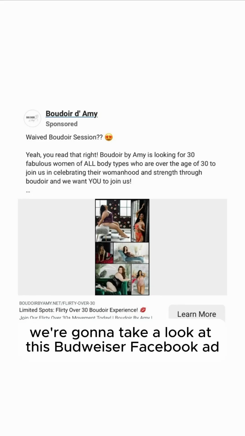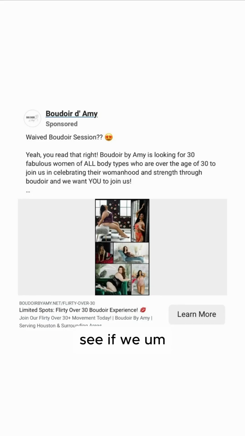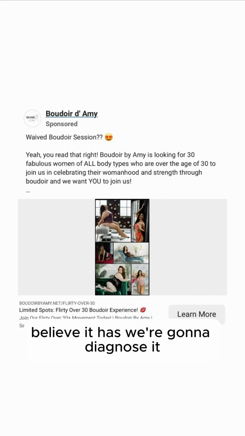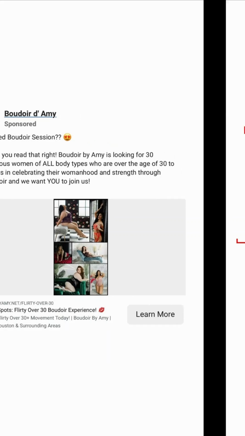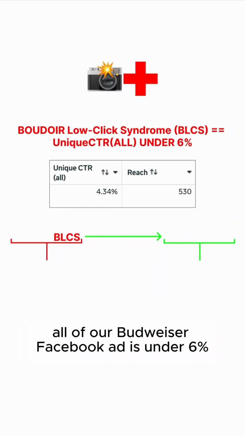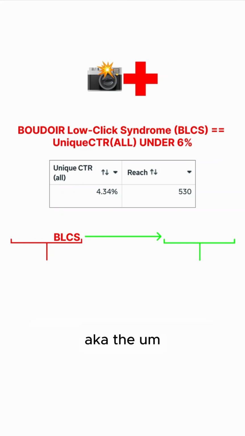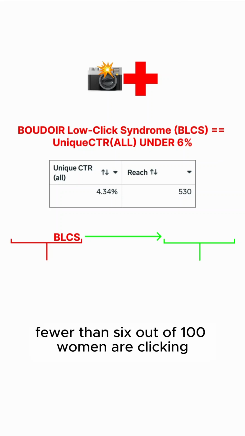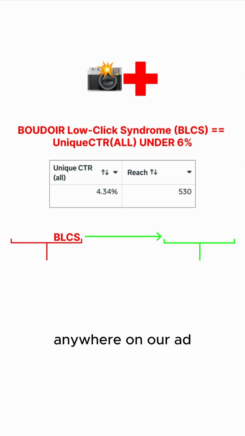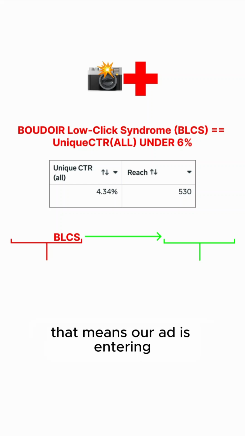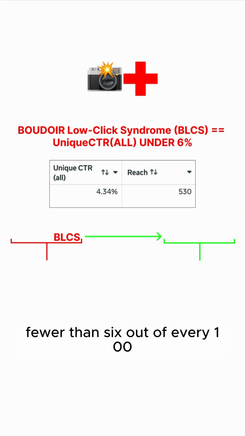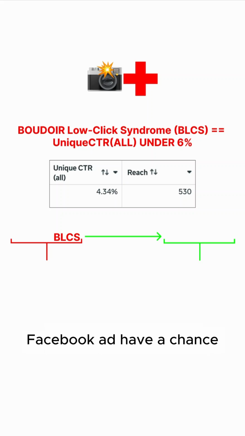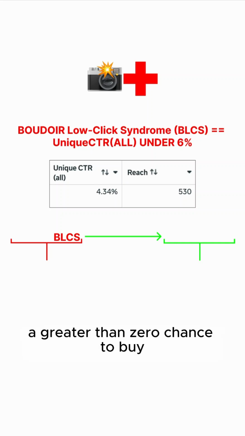All right, y'all, we're going to take a look at this Boudoir Facebook ad, and diagnose it to see if we believe it has BLCS, aka Boudoir low click syndrome. BLCS is when the unique CTR of our Boudoir Facebook ad is under 6%, aka fewer than 6 out of 100 women are clicking anywhere on our ad. That means our ad is entering fewer than 6 out of 100 women's brains, and fewer than 6 out of every 100 women that see our Boudoir Facebook ad have a greater than zero chance to buy.